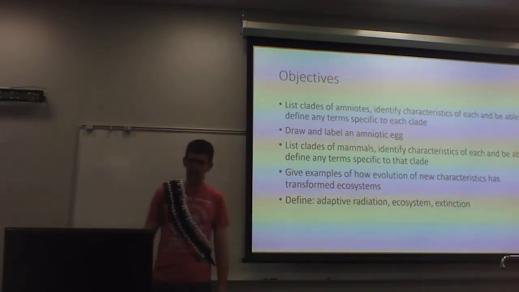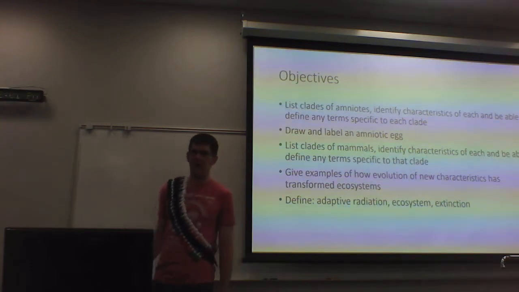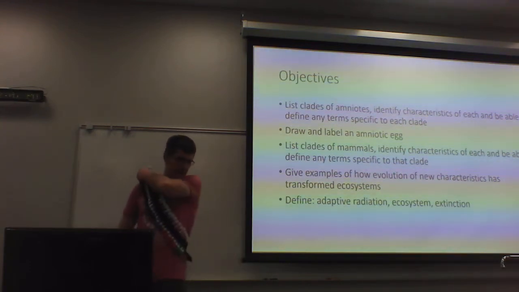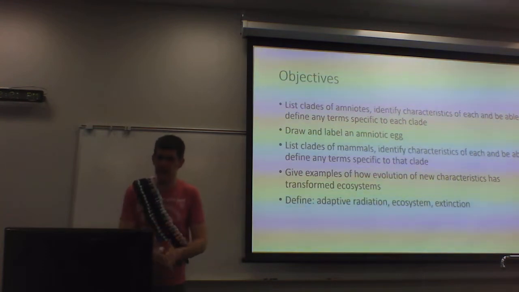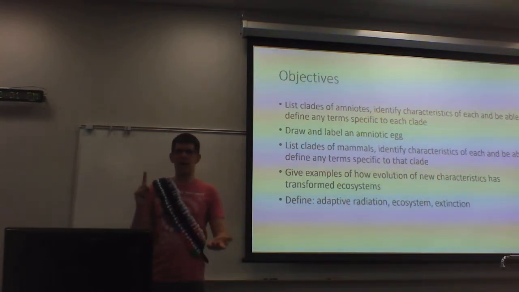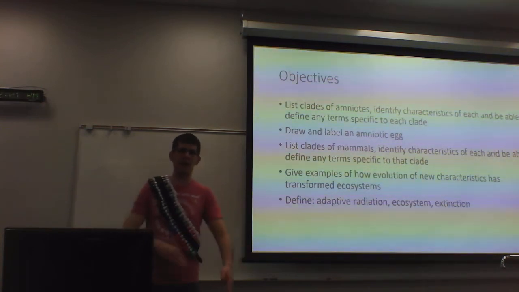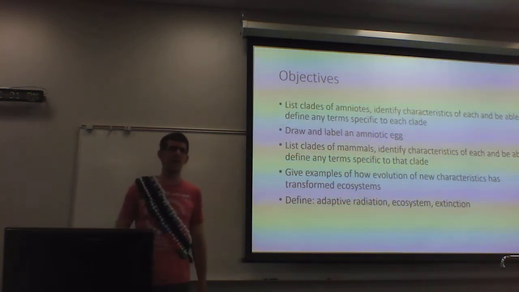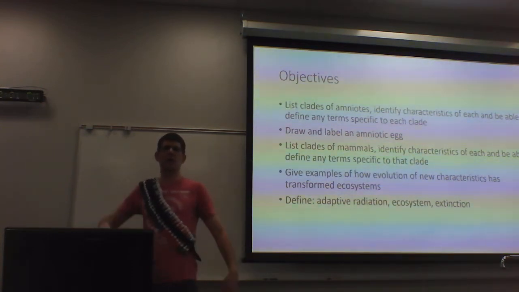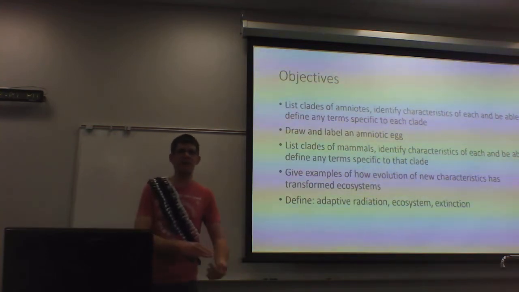Whip this open to the objectives, and let's talk about amniotic eggs and ecology. So list the clades of the amniotes. That'd be the reptiles, the dinosaurs, the birds, and the mammals. You want to list some clades of reptiles? It's going to be the turtles, the crocodiles and alligators, the lizards, and the snakes.